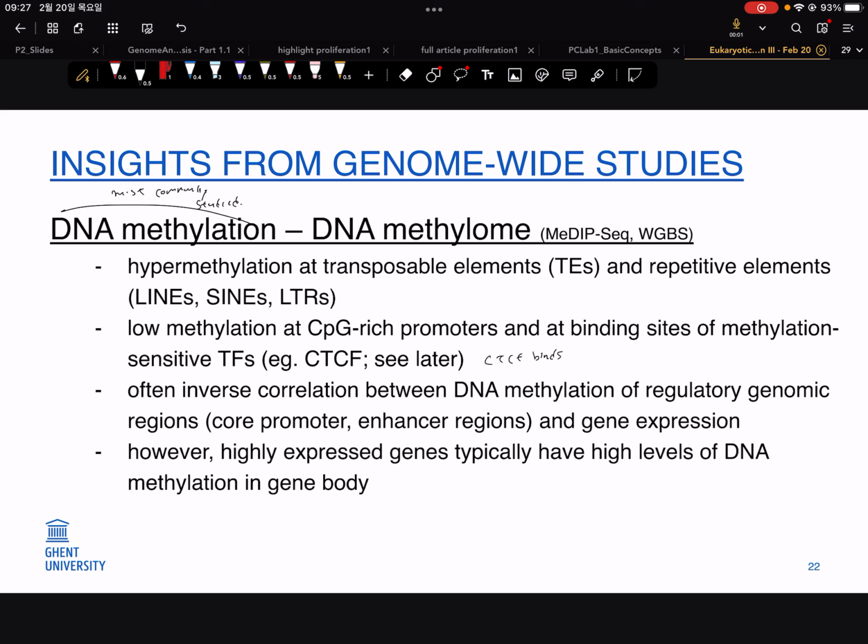We often see an inverse correlation between DNA methylation of promoter and gene expression. So low DNA methylation in the promoter, in those enhancer regions, leads to high expression. The word often is important, not always. But commonly. However, high levels of DNA methylation are found in active genes in their gene body. So the location where the DNA is methylated within the gene even influences.